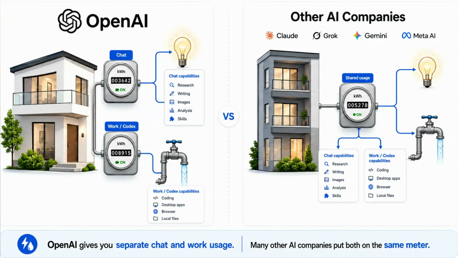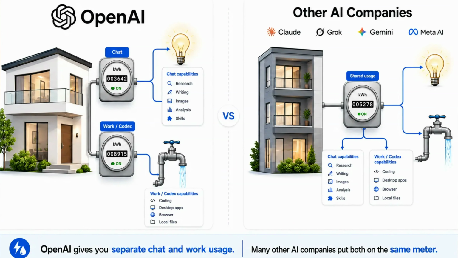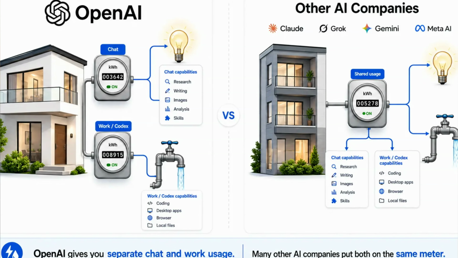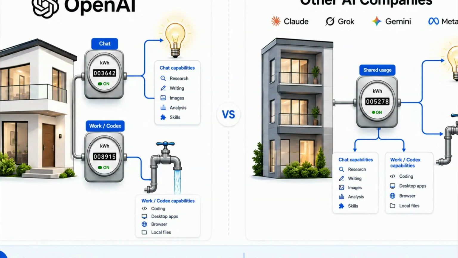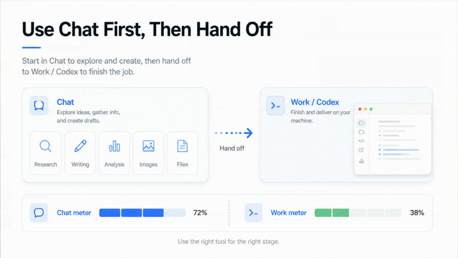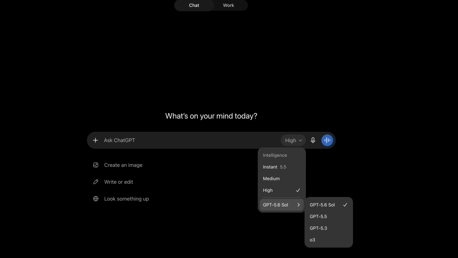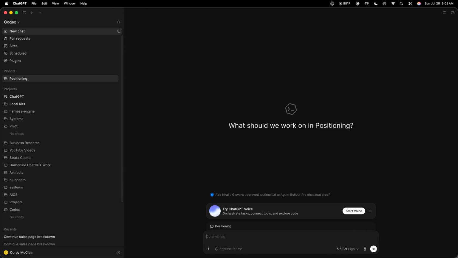So when you look at the offering that OpenAI is giving their users, it is so much more generous because all of my ChatGPT usage is on a separate meter that's practically unlimited. There's no way I'm going to send 3,000 messages in a week. I'm not going to touch that limit. And so I can do so much of the work that needs to be done using GPT 5.6 Soul on high, and then bring that over to ChatGPT Work or even Codex and finish it out.